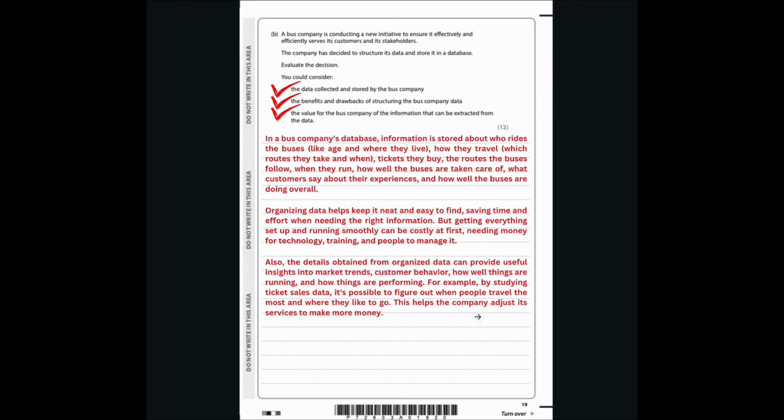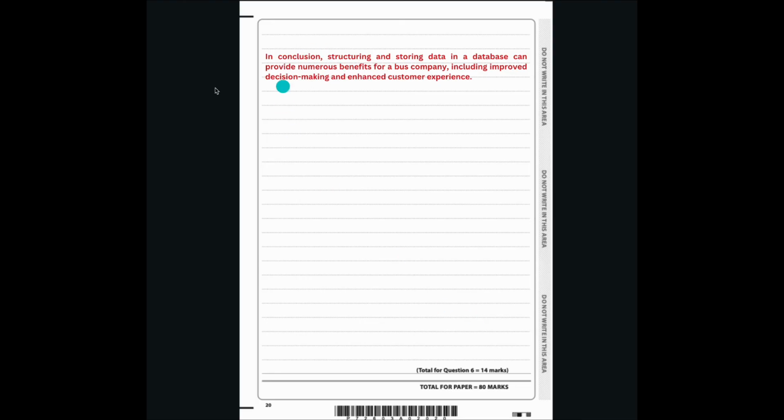Then at the last, we have to provide a conclusion, which is: in conclusion, structuring and storing data in a database can provide numerous benefits for a bus company, including improved decision making and enhanced customer experience, right? So this is the end of question 6.